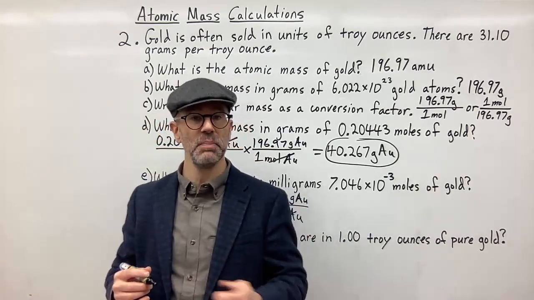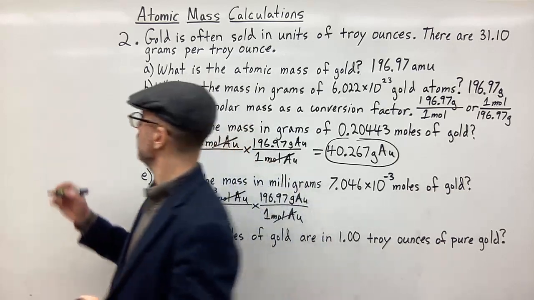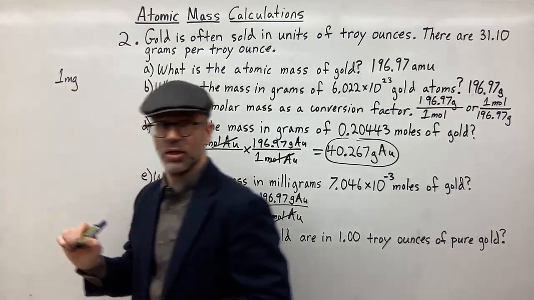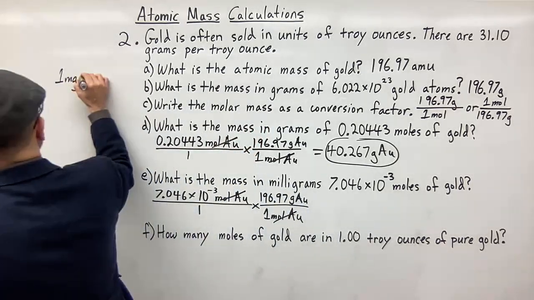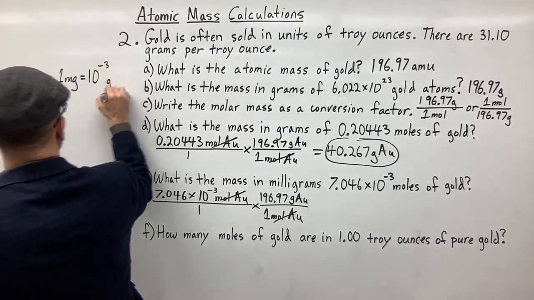Milligram, what does milli mean? Milli means 1/1000th or 10 to the negative 3. So 1 milligram is equal to 10 to the negative 3 grams.